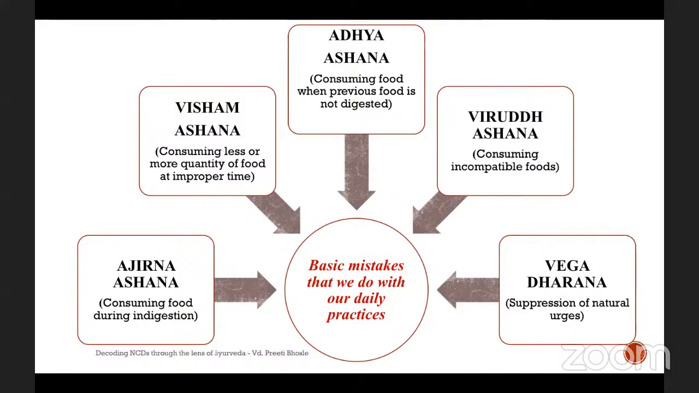Then comes Vishamashan, which is consuming either less food or more quantity of food, and that too at an improper time. Then Adhyashan is again consuming food when previously taken food is not digested. Viruddhashan is consuming incompatible food, which contains a wide range of modern nutrition products. Then comes Vegdharan, which is the suppression of natural urges.